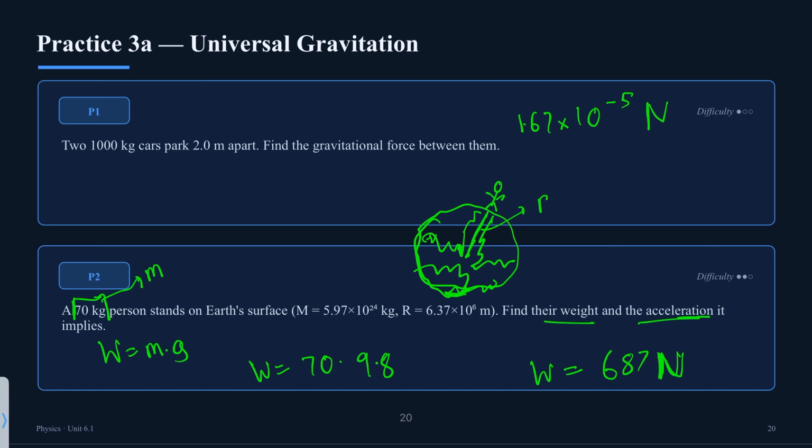And your acceleration is just your force over your mass, right? Your force here is 687 newtons, and your mass here is 70 kgs. So your acceleration will land about 9.8 meters per second squared.